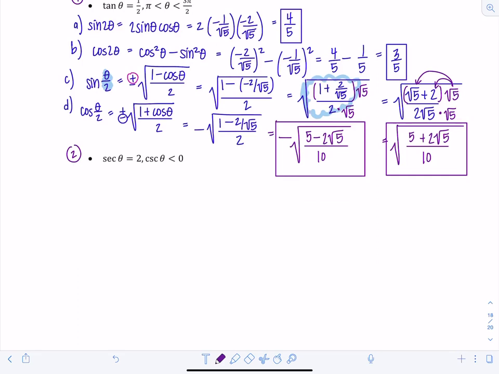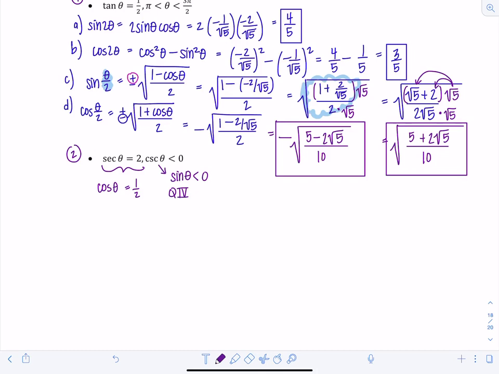All right, moving on. We have secant of theta equals 2 and cosecant of theta is less than 0. So saying secant of theta equals 2 is equivalent to saying cosine of theta equals 1/2, right? And then they also tell me cosecant of theta is negative, which is the same as saying sine of theta is negative. So if cosine's positive and sine is negative, that means theta is in quadrant 4.